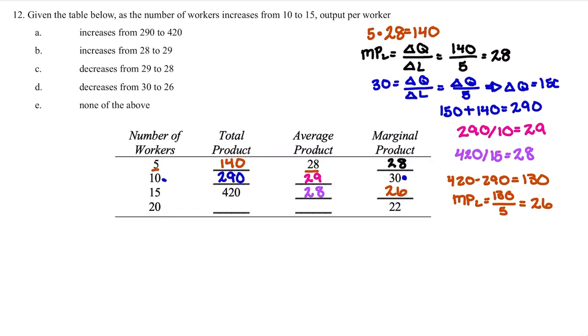So our output per worker decreases from 30 to 26. Because output per worker means we're focused on our marginal product column.